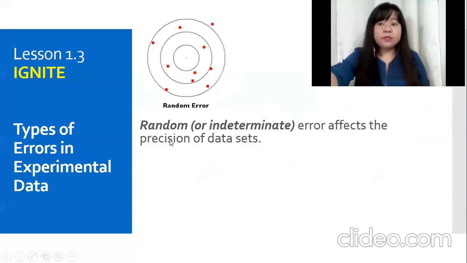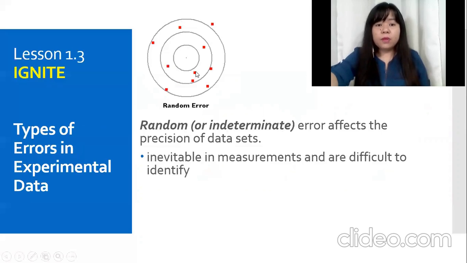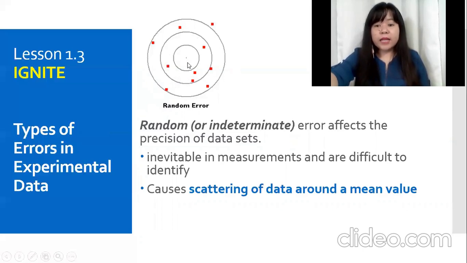So we move on to the types of errors in experimental data. There are 3. We start off with random or indeterminate error, which affects the precision of data sets, just like the illustration I showed you earlier. So random error is inevitable in measurements and is difficult to identify. So we cannot really attribute it to a single factor. It causes scattering of data around the mean value. So no matter how much we try to fix everything in an analysis, there will always be random error.